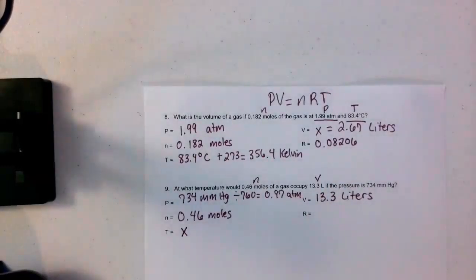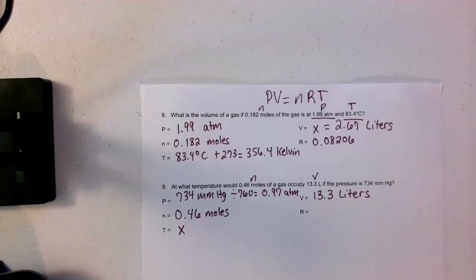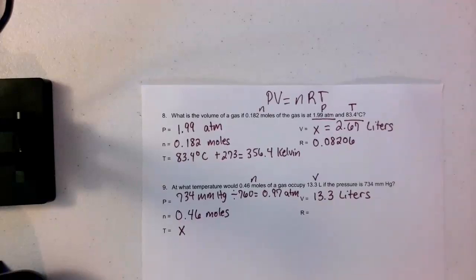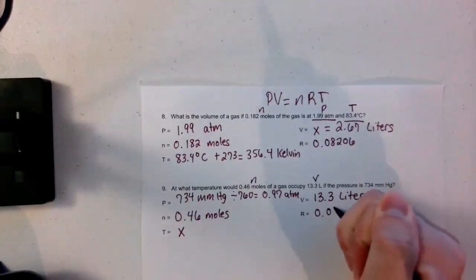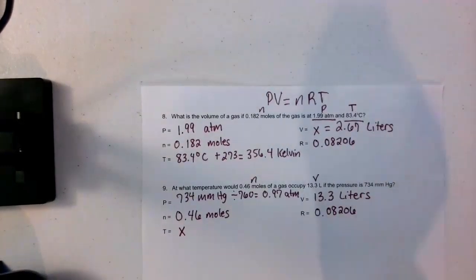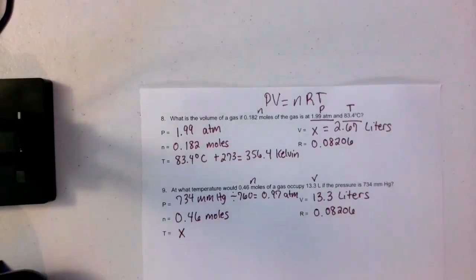Alright, so now again you may be questioning, you're saying, well, we still are missing this R value, and I don't know how to get the R value. Remember, the R value is always going to be a constant, so it's going to be this. It's going to be 0.08206, just like that.